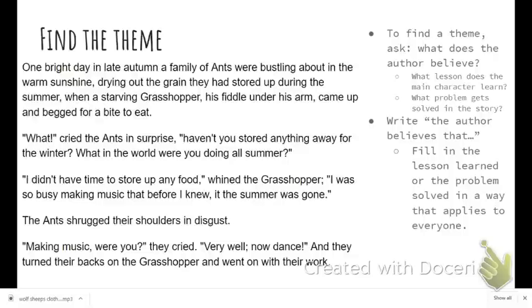All right, now it's time to find the theme. Somebody learned a lesson. Who was it? What did they learn? I want you to write the author believes that and then tell me that lesson for me. Okay, it needs to be for everyone. Everyone needs to be able to follow that lesson, not just the grasshopper or the ants.